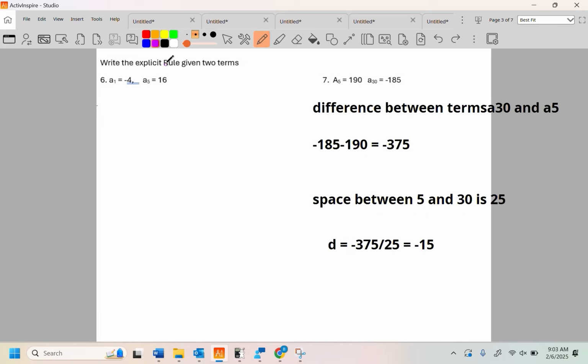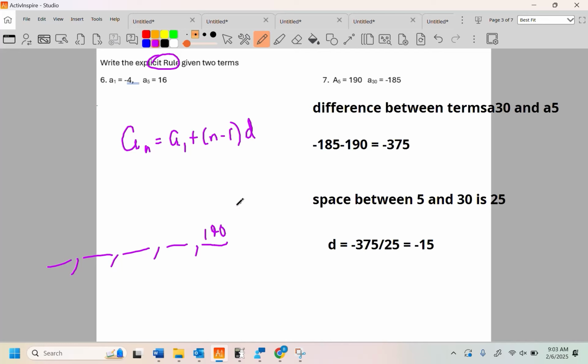Now, I'm supposed to write the explicit rule. This is why I found the difference, because I have that now, but I also need the first term. So if the fifth term is 190, I've got to work my way back, and most kids won't write this out. They'll just push buttons in the calculator and not figure out why they're doing it. You subtract 15 to move left, but you add 15 to move the other way. So this would be 205, this would be 220, 235, 250. That's your first term. So 250 plus n minus 1 times negative 15.